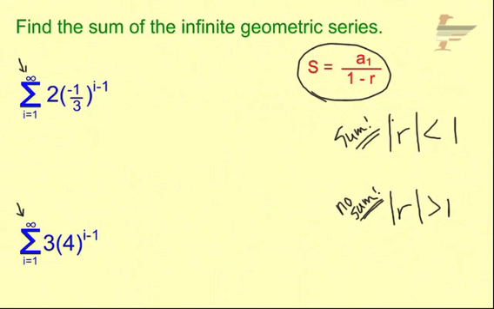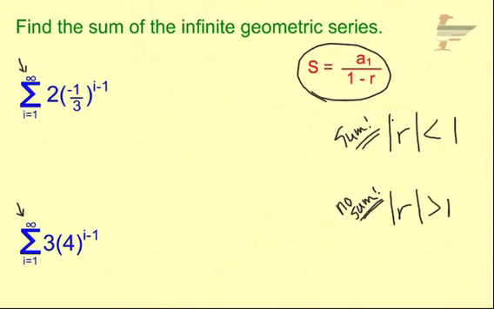Now what's tricky about this is you can do the math in either case and get a number, but if the ratio is bigger than 1, a sum really doesn't exist, even though mathematically you can plug into the formula and get an answer. So we definitely need to make sure we pay attention to whether or not a sum actually exists. So that's our first check.